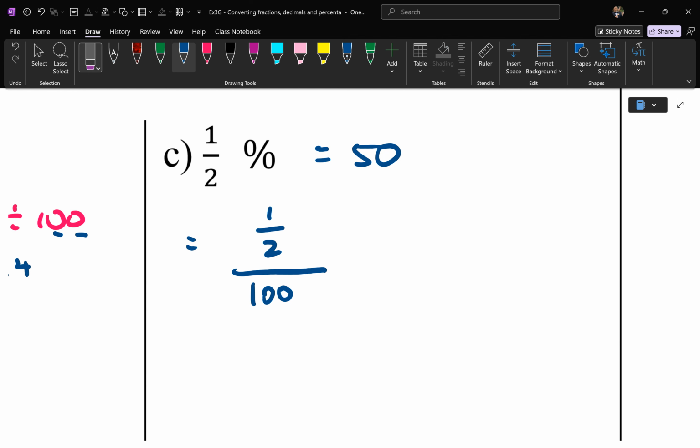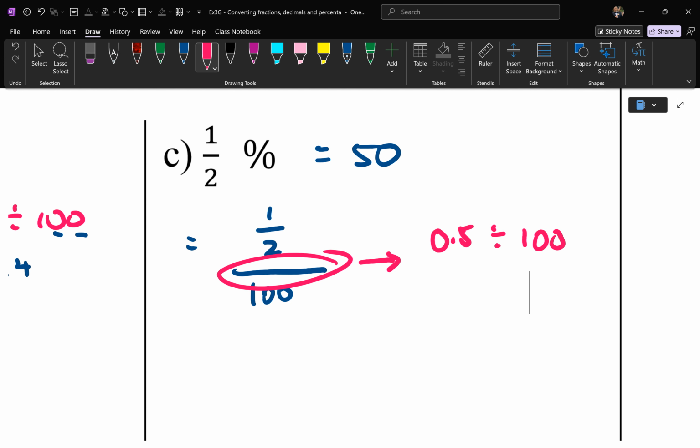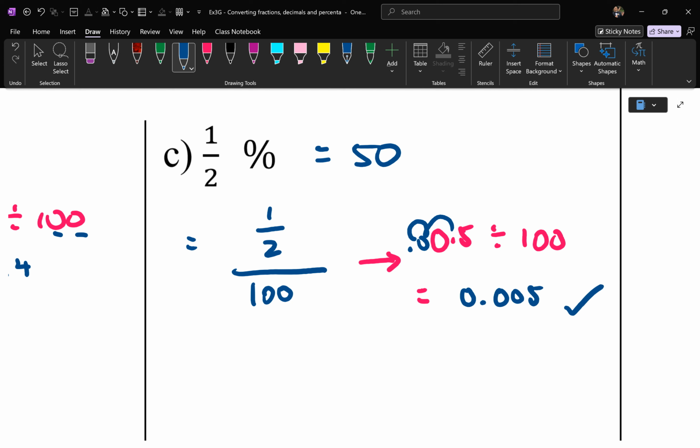If you want to convert it to decimals, we all know a half. What's a half as a decimal? 0.5. So what I'm really saying there is 0.5 divided by 100. What's 0.5 divided by 100? Very good. You can see it's 0.005. This is what it's actually equal to, not 50. Most students think it's 50 because you think of half and then you think of 50%. But that's not true. It's actually 0.005.